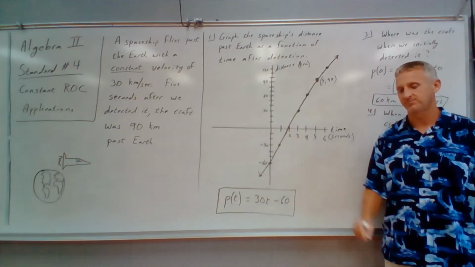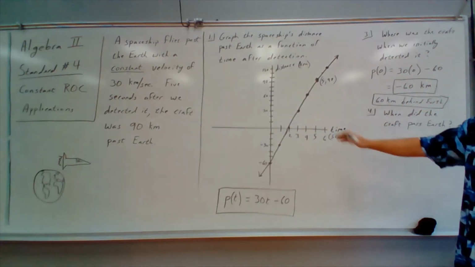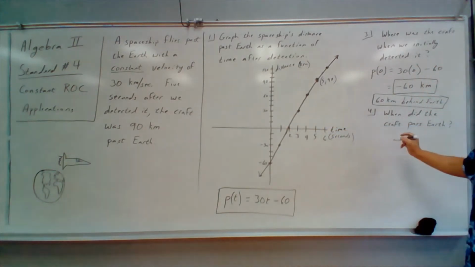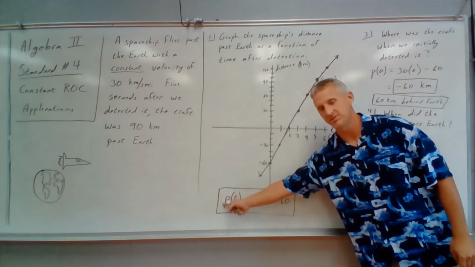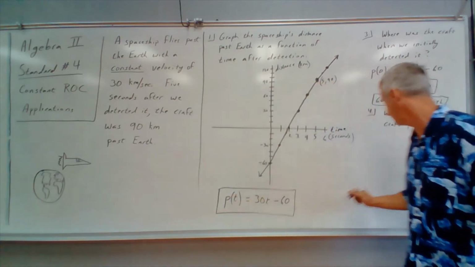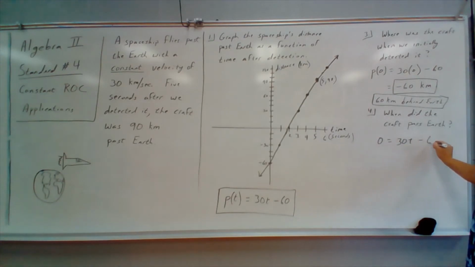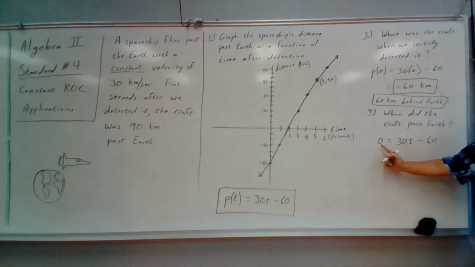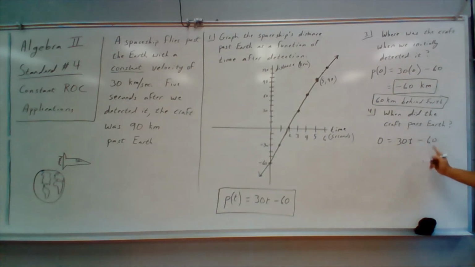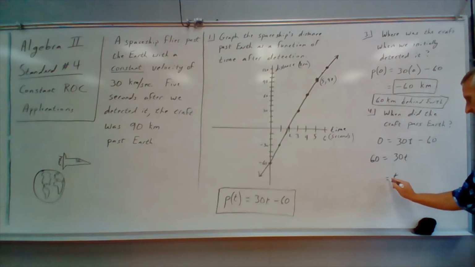Now let's suppose we didn't have a graph. How would we work it out algebraically? To find the x-intercept, I'm going to plug 0 in for y. So in this equation, I want my distance, the position, to be 0. So 0 is equal to 30t minus 60, and I want to solve for time. I want to know what time the position was 0. So I'm going to add 60 to both sides, divide both sides by 30, and I get t equals 2.